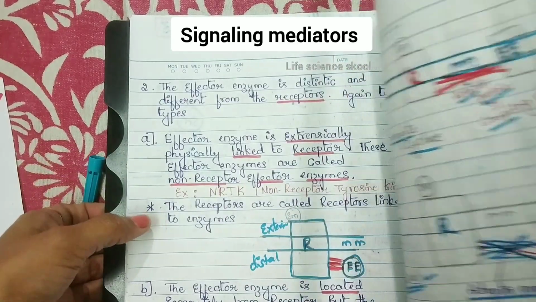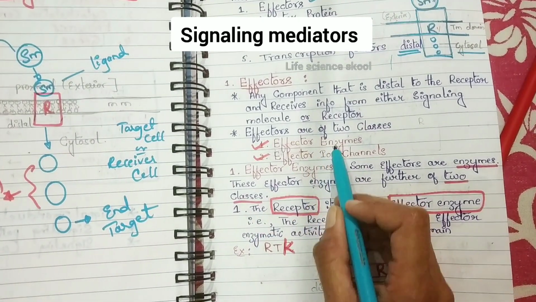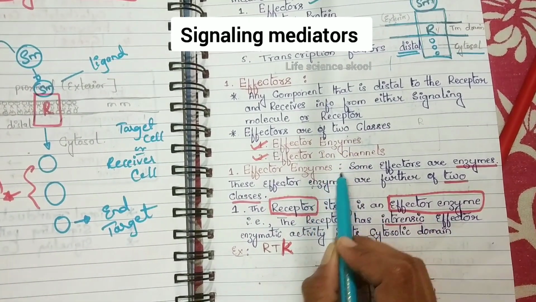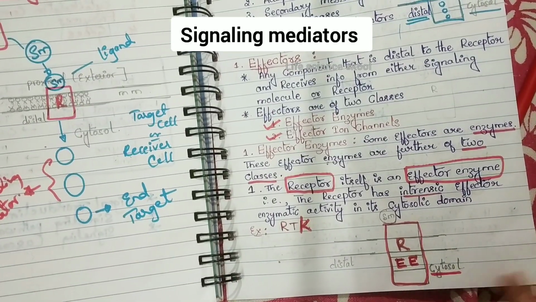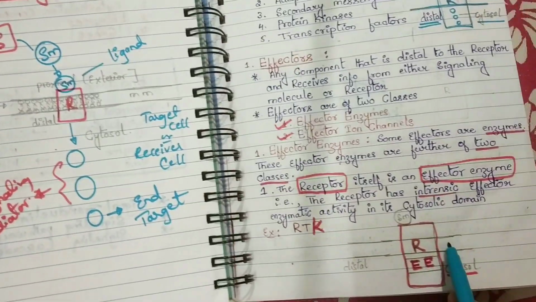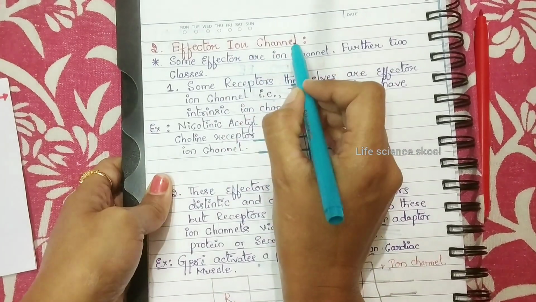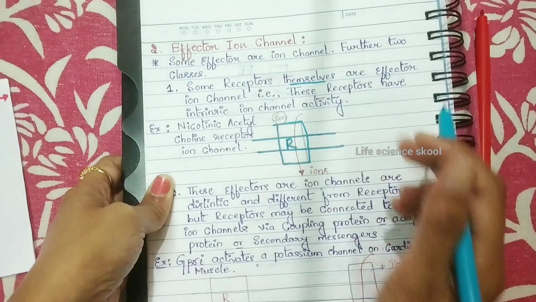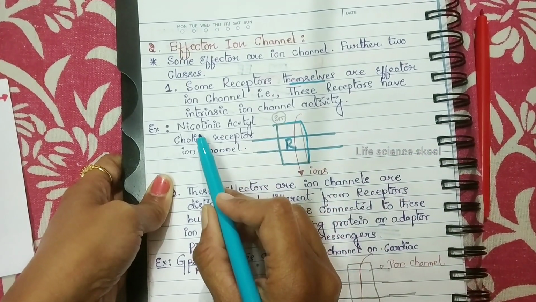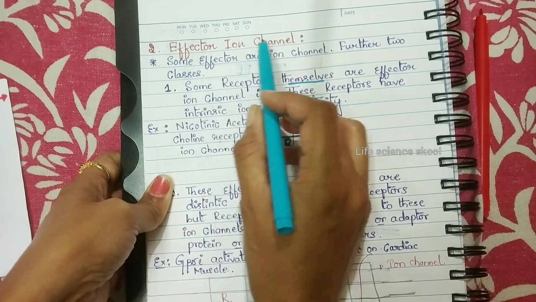To understand, I will give a quick recall here. We studied the effector enzymes. In that, some receptors themselves act as effector enzymes because they have intrinsic enzymatic activity. These are the same, but here it is not enzymes, it is ion channels. An example for this is the nicotinic acetylcholine receptor ion channel. This is the effector ion channel.